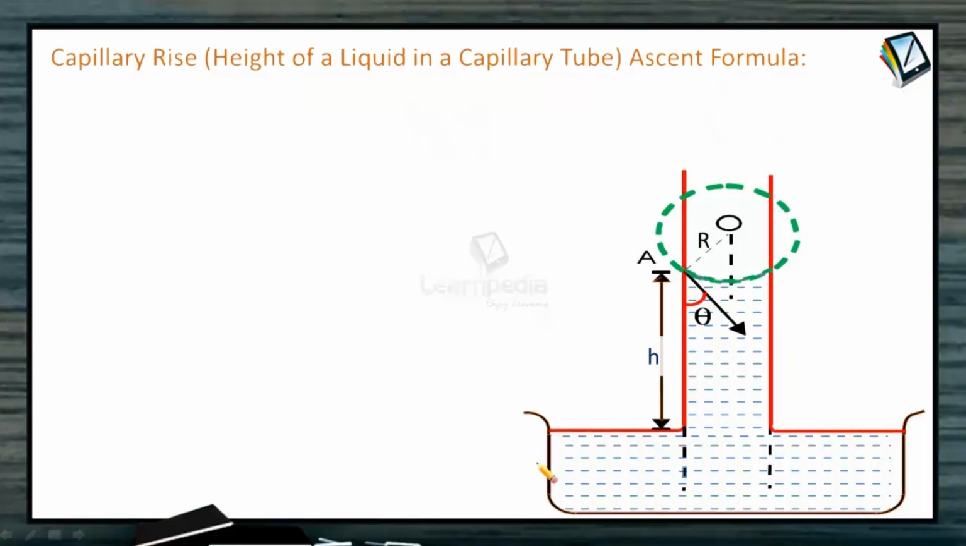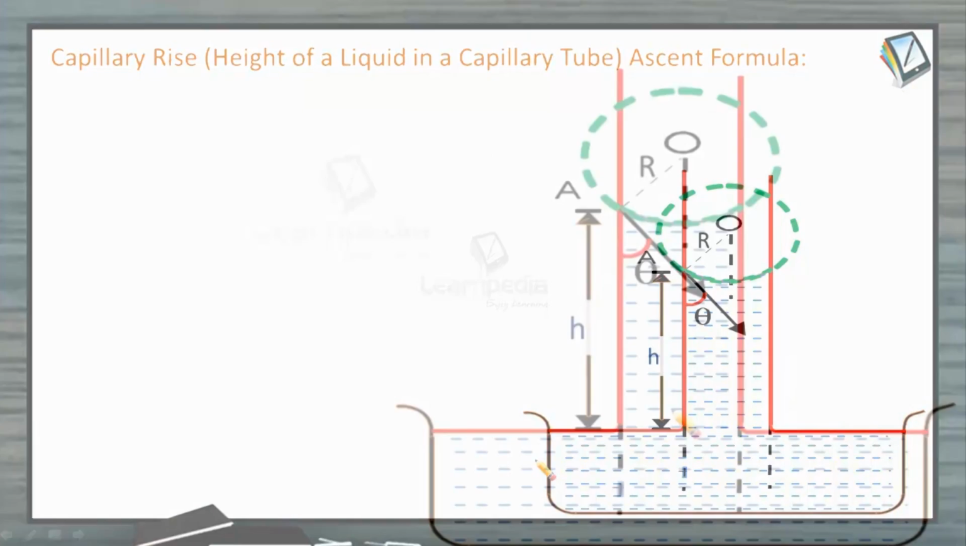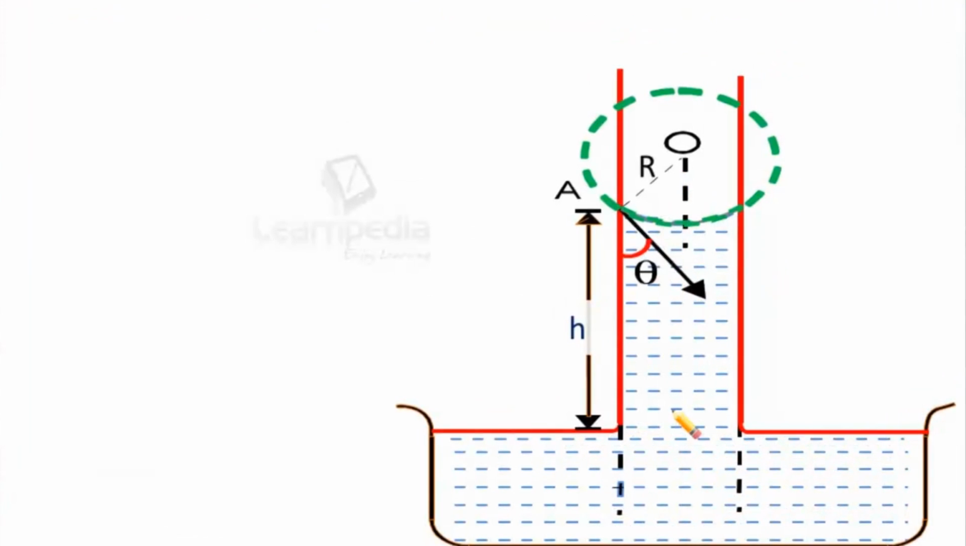Capillary rise. Height of a liquid in capillary tube, ascent formula. Consider a liquid which wets the wall of the tube, such as water. It forms a concave meniscus as shown in the figure. Consider a capillary tube of radius r. Radius r is the radius of the capillary tube. Let us call this as r. Dipped in liquid of surface tension T and density rho.